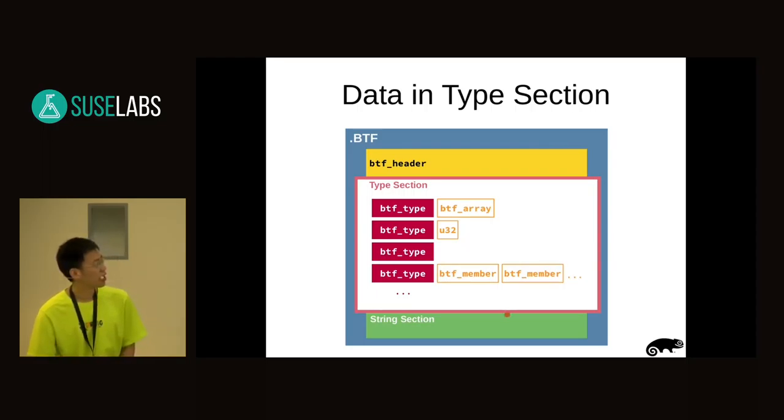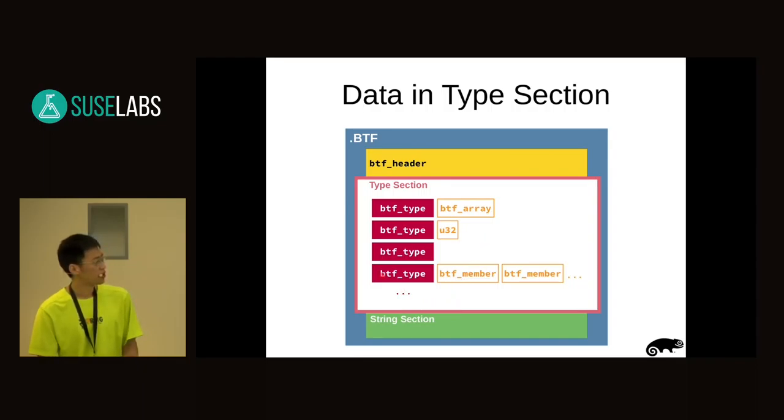Every type will start with a header. It's called the BTF type, and it will be listed down here. For different types, you may need some supplementary data. For the array, besides the type header, you may also define an array member, so you can see the length of the array and the member type. For the int, you may follow a U32 data to define the length of the int and whether it's signed or unsigned.